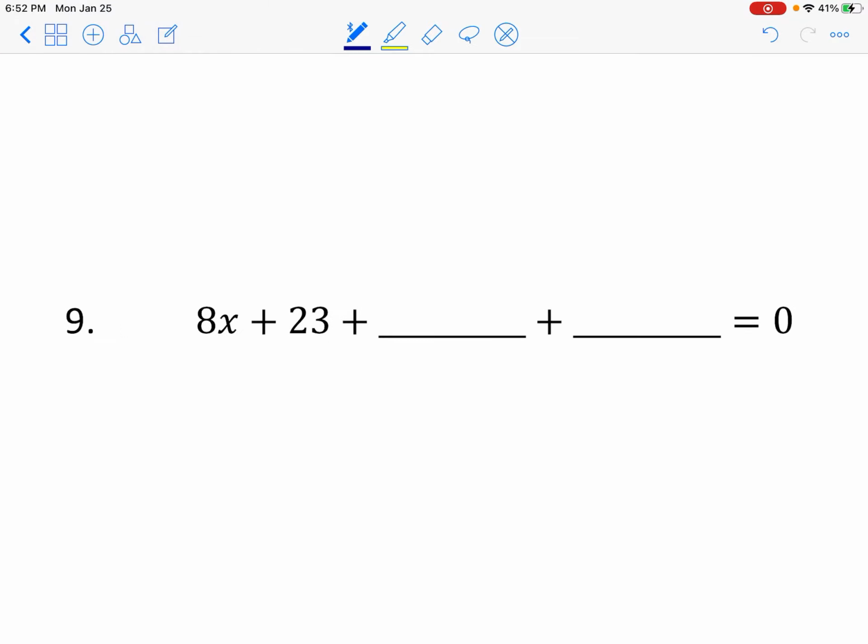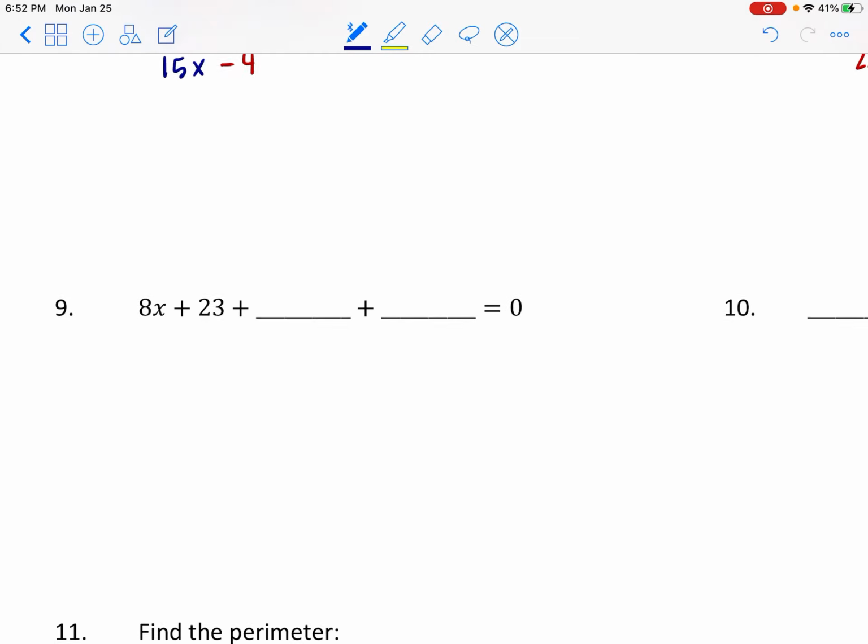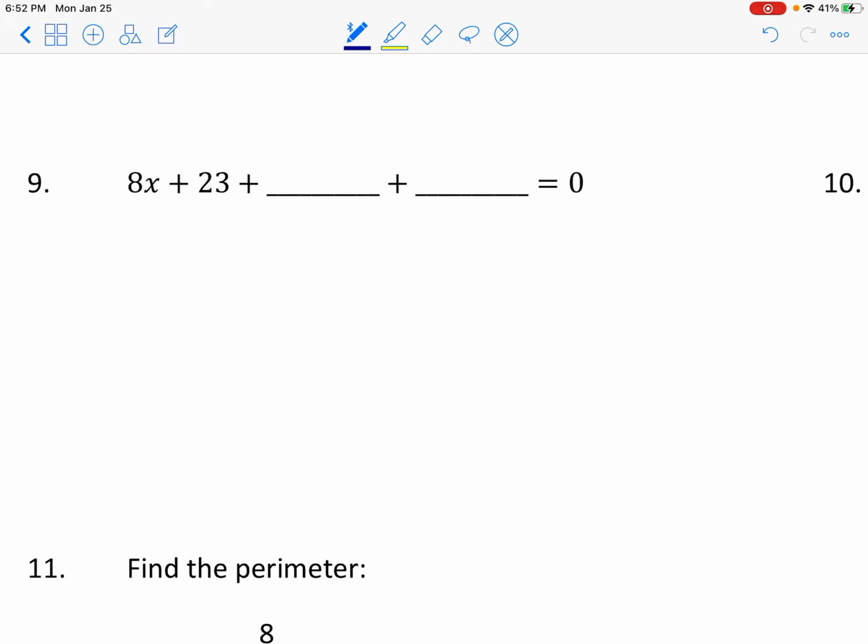And then number 9, we have a little bit of a different concept here. What we're trying to do in this one is we have actually an equation and not just an expression, and we're trying to make this whole thing zero out. So we have 2 blanks in here because we have to add some terms in here to cancel out the 8 and to cancel out the 23.